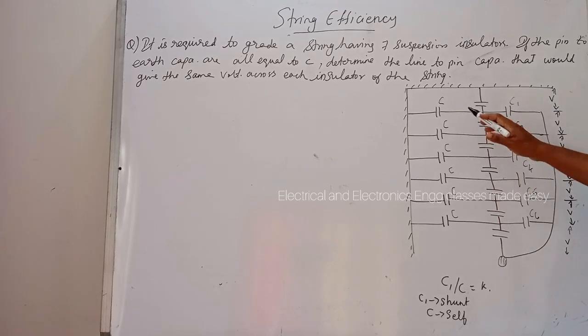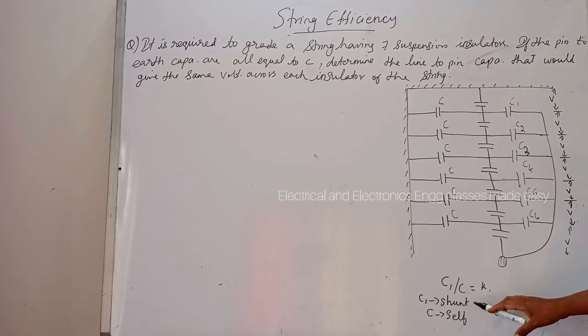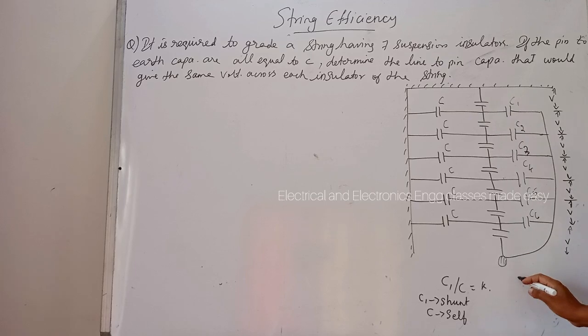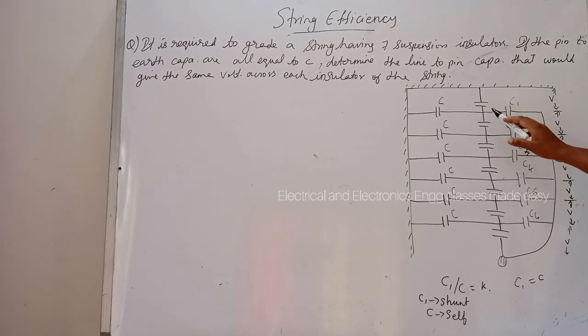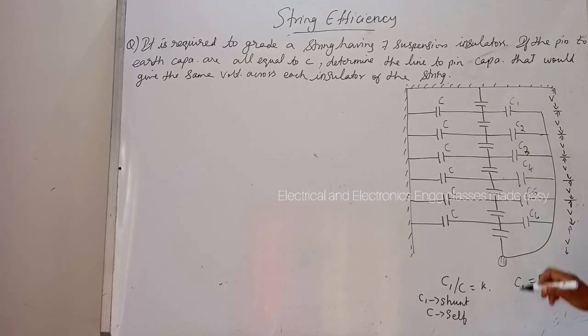So here, shunt capacitance is given as C. So C1 is given as C. Then we have to find the value of this self capacitance. So C1 is given as C. Then what will be C?